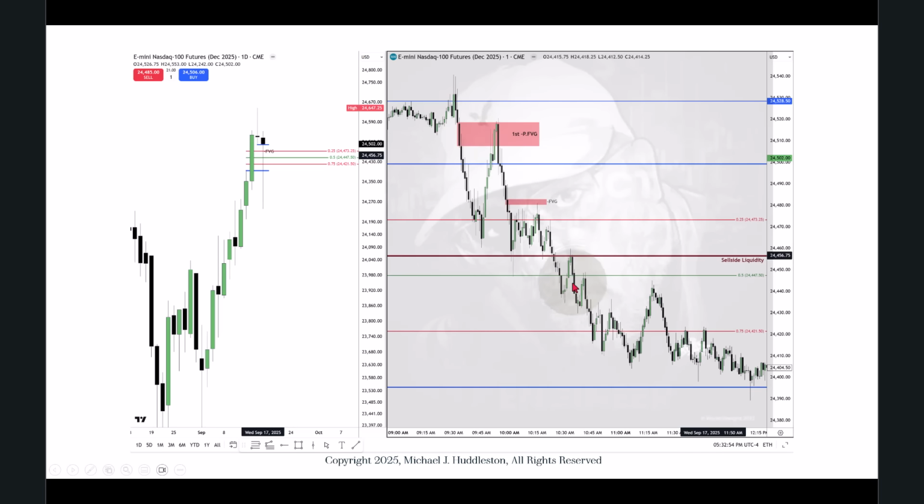Nice little sell side imbalance, buy side inefficiency here, comes right back up, hits the consequent encroachment, sells off, and then hits the low of that inefficiency. That in and of itself is enough for the morning session. You can hold for lower, but it's FOMC day. So you want to be very surgical about what you're looking for. Get in, get out.